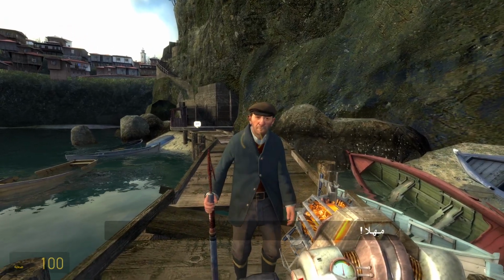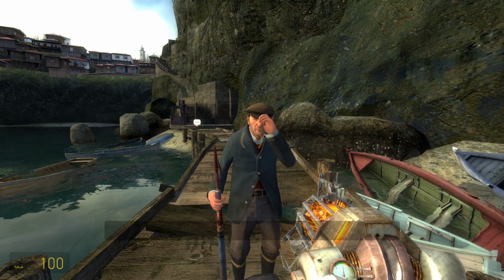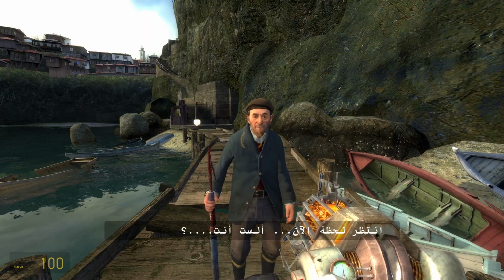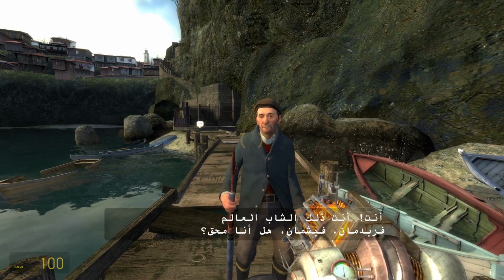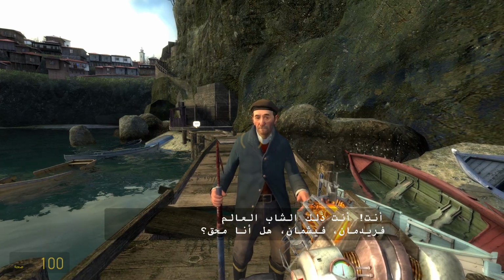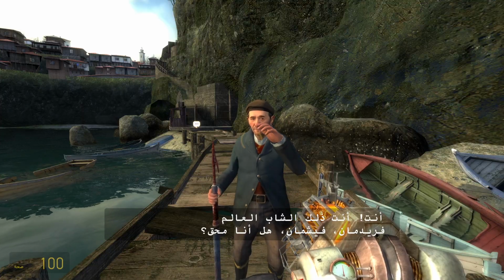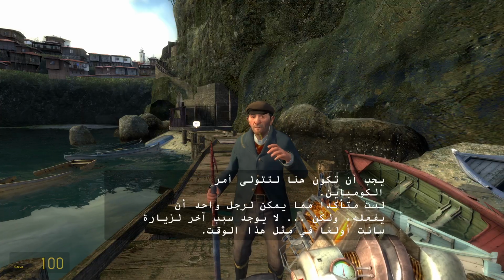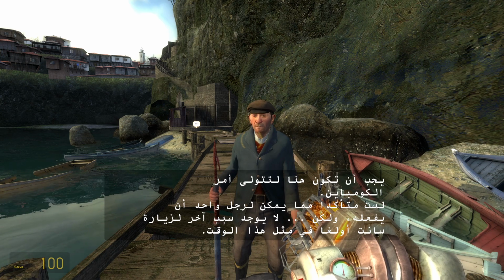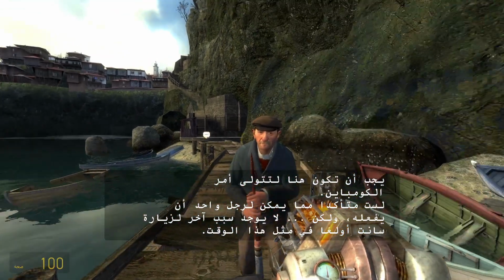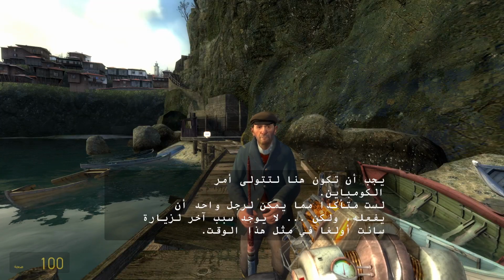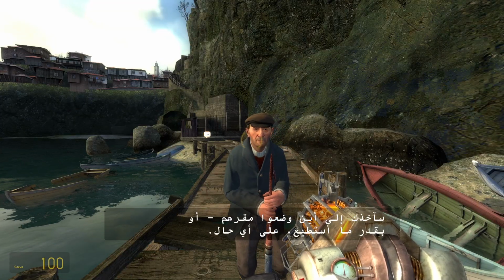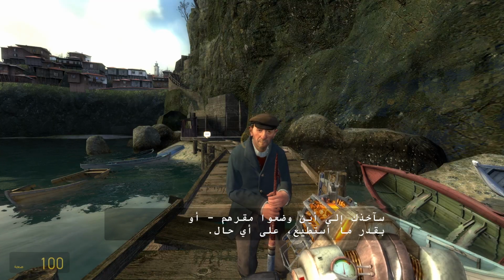Hey! You there? Wait a minute now, aren't you? You are. You're that scientist chap, Friedman, Fishman, am I right? You must be here to take on the Combine. Not sure what one man can do, but no other reason to visit St. Olga at a time like this. I'll take you to where they made their base, or as far as I can, at any rate.